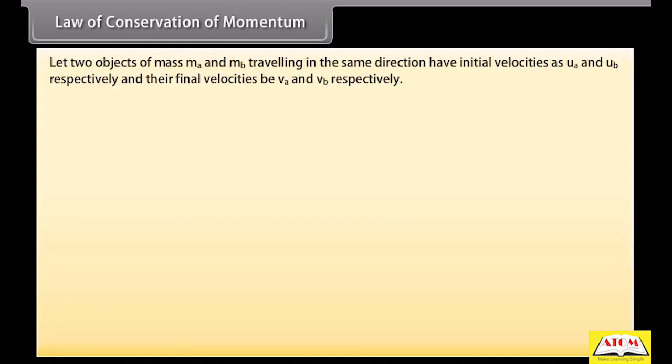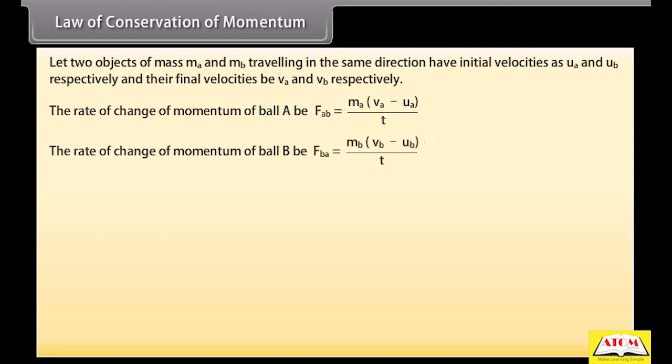Let two objects of mass mA and mB traveling in the same direction have initial velocities as uA and uB respectively, and their final velocities be vA and vB respectively. The rate of change of momentum of ball A, FAB, is equal to mA into (vA minus uA) upon t. The rate of change of momentum of ball B, FBA, is equal to mB into (vB minus uB) upon t.